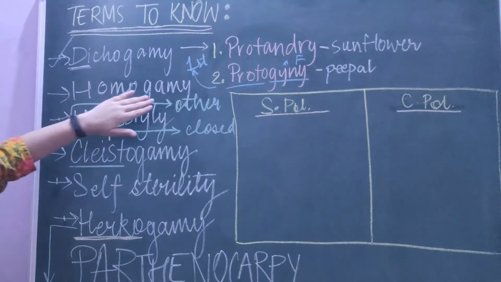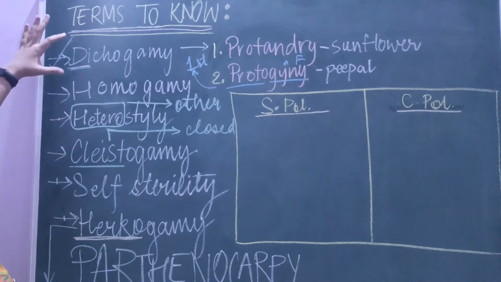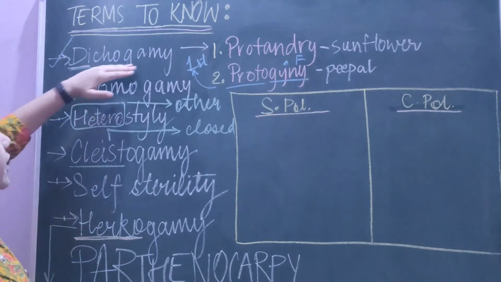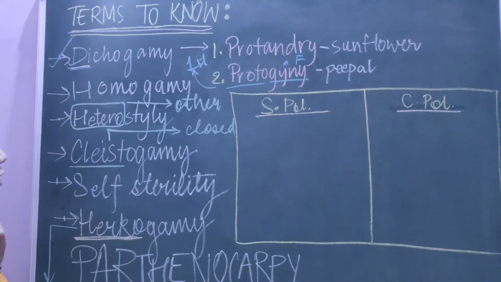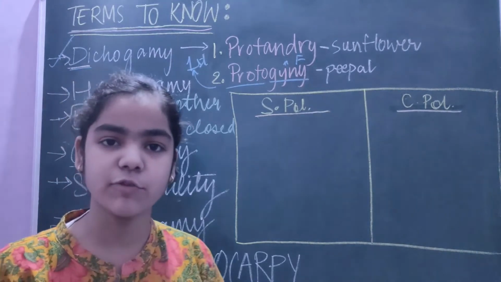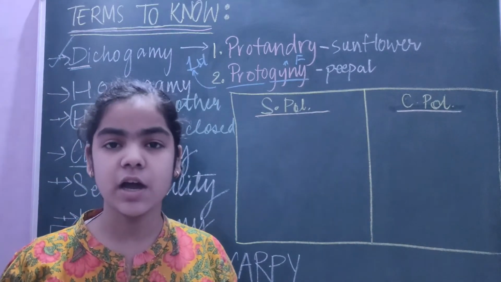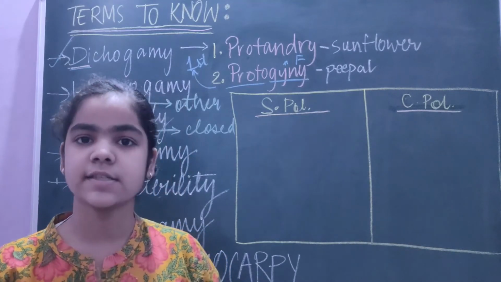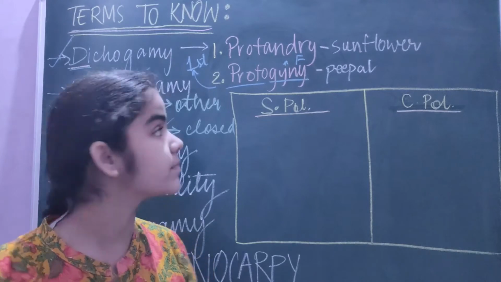Next word is homogamy. In the same way, these two words are interconnected. When it's dichogamy, that is the different type of maturation, different time of maturation. Whereas when it is homogamy, it means the same time of maturation. Whenever the anther and the stigma mature at the same time, it is homogamy.